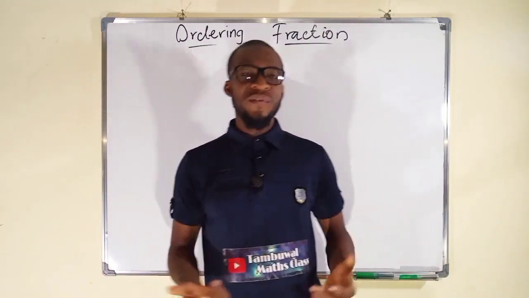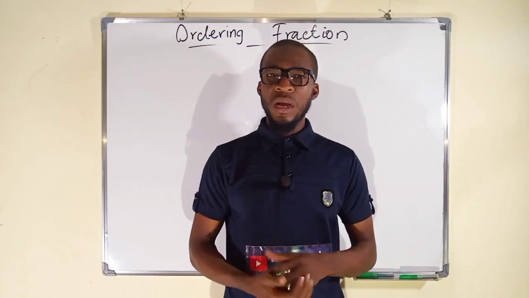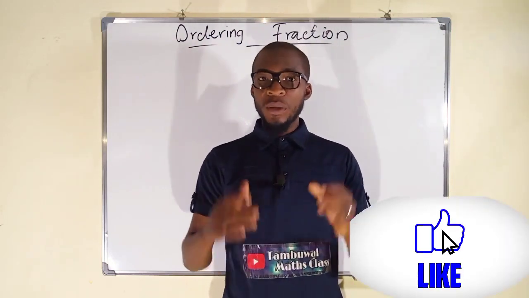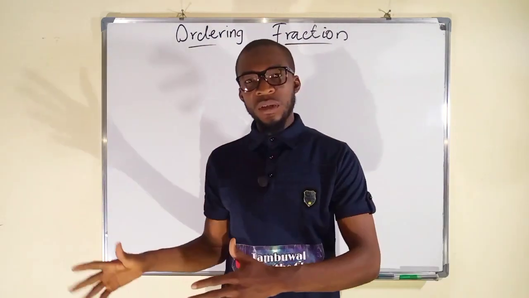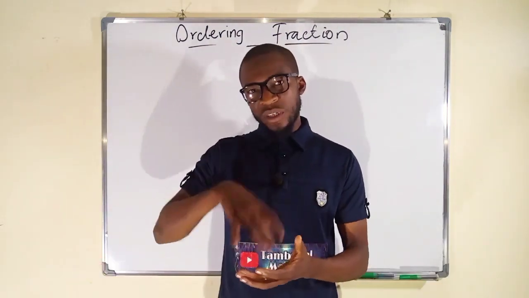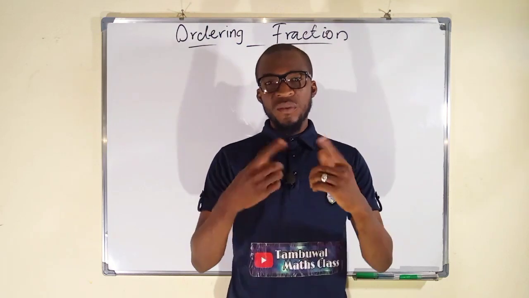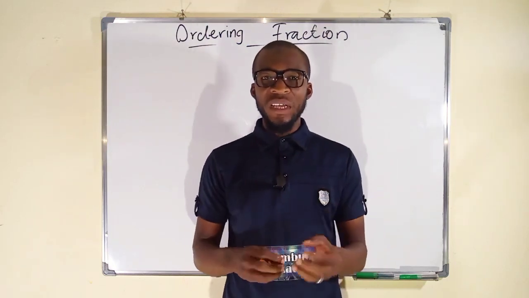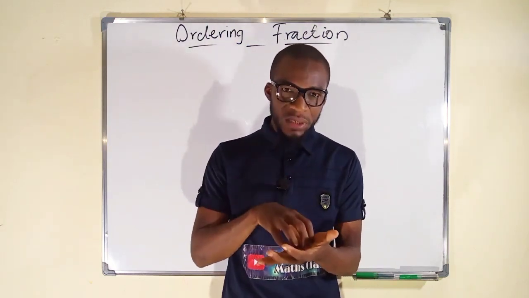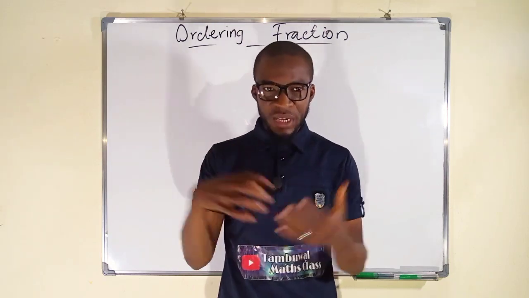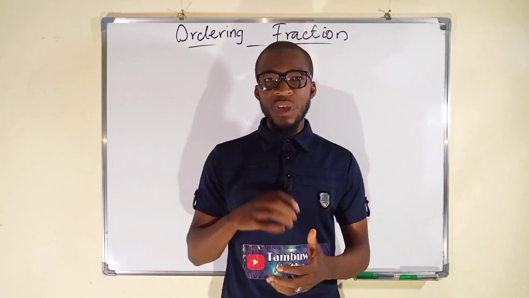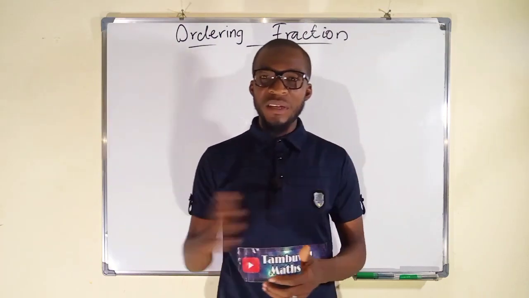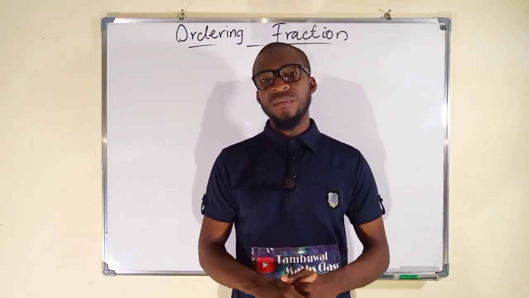What is this ordering fraction exactly? It is the idea of arranging fractions in either ascending order or descending order. So the main objective of the lesson is for the students to be able to identify the smallest fraction and the biggest fraction in a set of fractions. That is the only way you can arrange them in ascending or descending order.